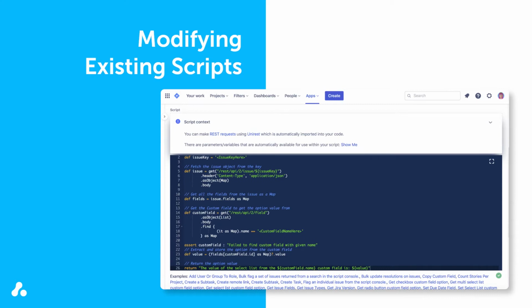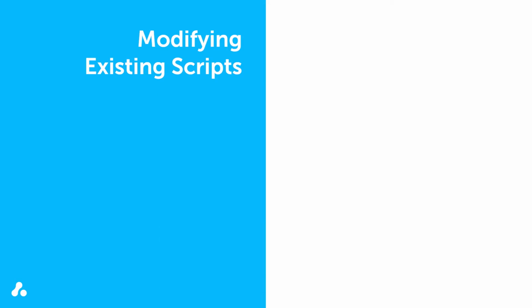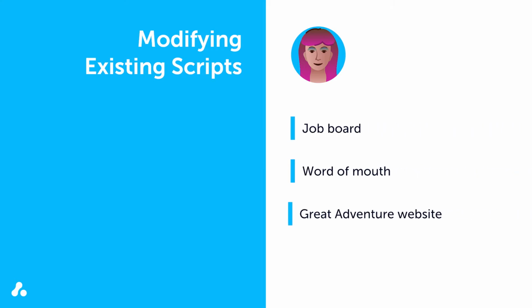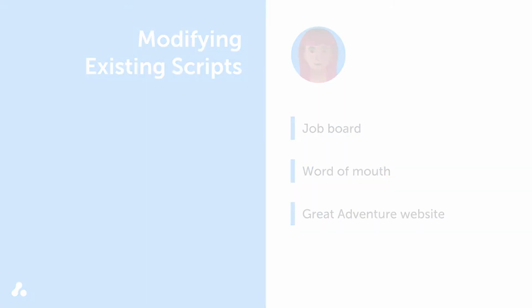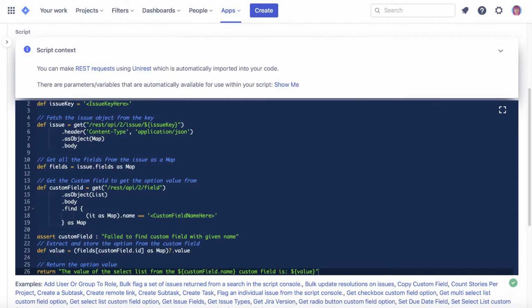This example script, when run, extracts the value of a single select list custom field. For example, Violet has a team of users who choose from a single select list custom field to select how a potential hire found out about the position they applied for. The list options include job board, word of mouth, and Great Adventure website. As the script is currently written, Violet can modify the appropriate variables or properties to fit her need.